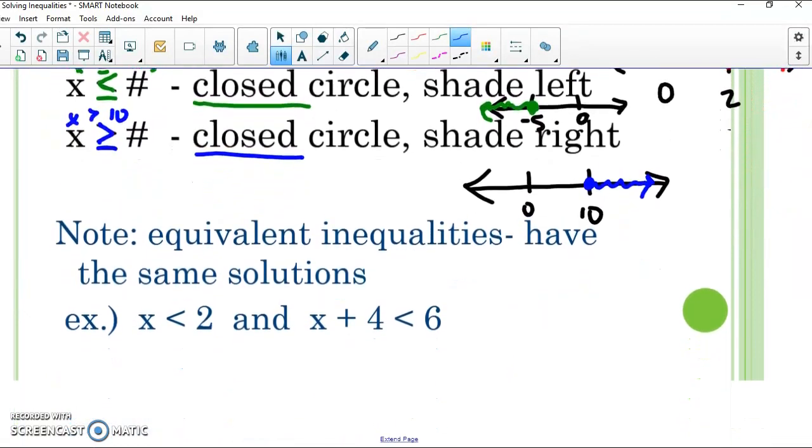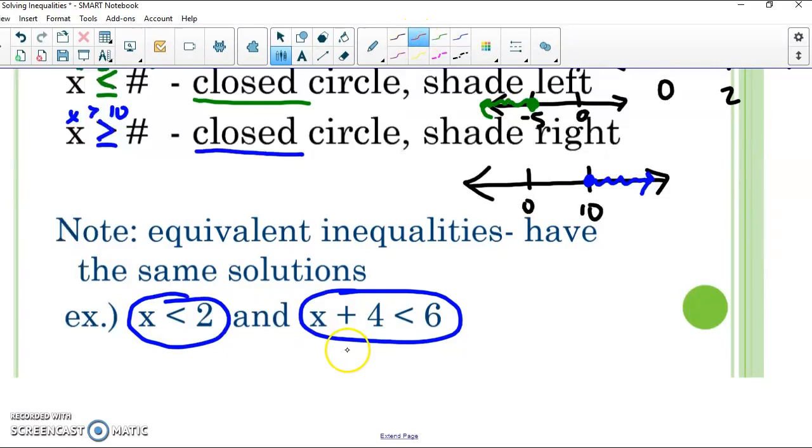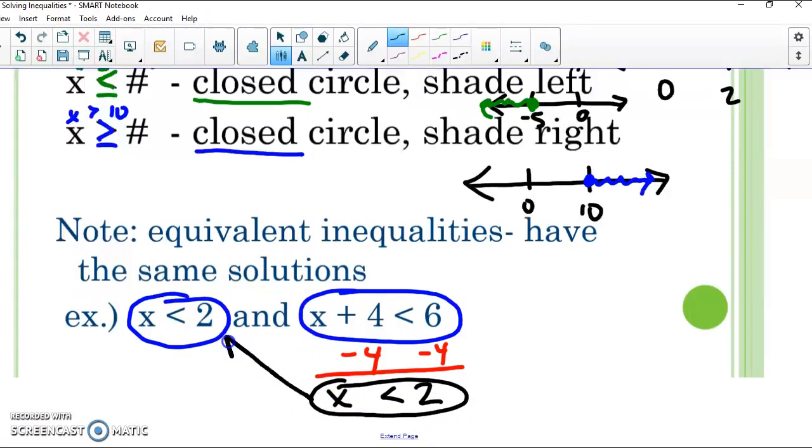So one thing that's important to note is that equivalent inequalities have the same solutions. So we're really going to use mostly the same rules for inequalities as we use for equations. So for example, when I say x is less than 2, this has the same solution as this inequality, x plus 4 is less than 6. And that's because if I use inverse operations to solve this inequality for x, then I get back to the same inequality as I have over here. So that's important to note that these both would have the same solution.